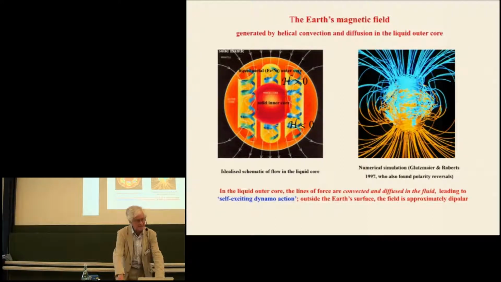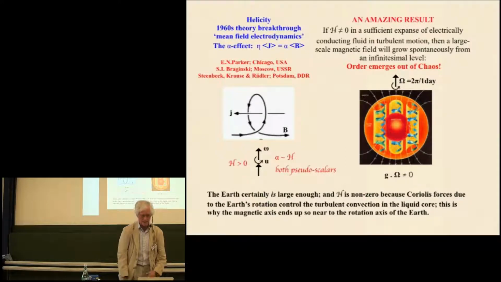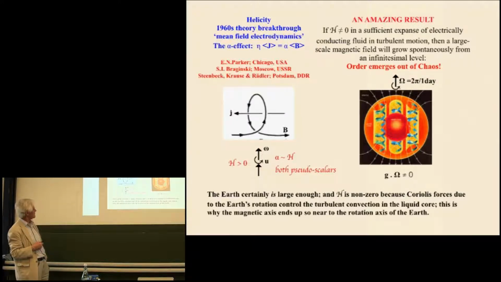So that magnetic field is generated by liquid flow in the core, and it is the non-zero helicity that is responsible for the generation of that magnetic field. That's why it's important. And in this context, helicity was the breakthrough in the 1960s because there is an associated effect called the alpha effect, whereby when you start taking averages over the random field, and this is something you must want to do in biology as well, when you've got extremely complicated situations, as we heard this morning, you're somehow going at some stage to have to average over the very small scale fluctuations. Anyway, when you average in this context, an average current appears, which is proportional to the average magnetic field.